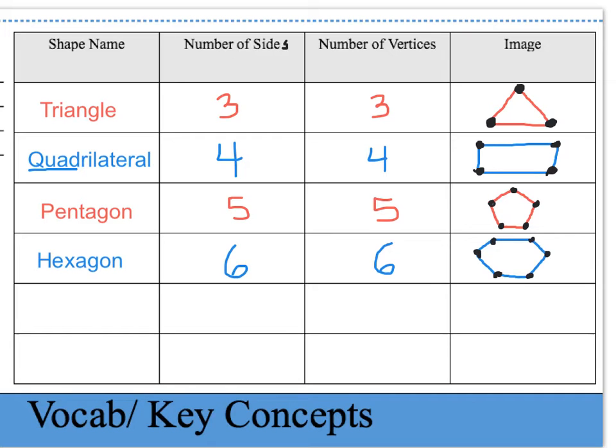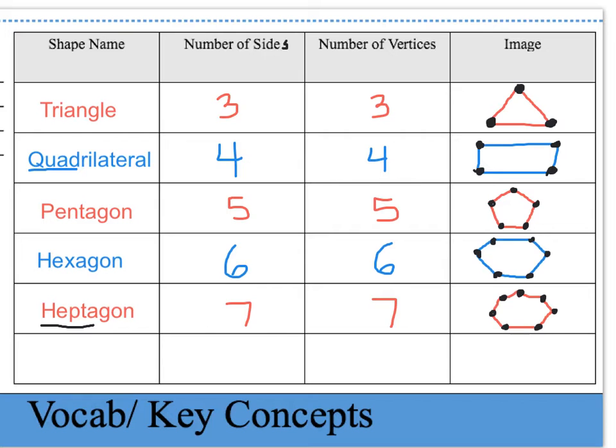The next shape is called a heptagon. Now the word hepta means 7, which means we have 7 sides and 7 vertices. And this is what a heptagon looks like. There's 1 side, 2 sides, 3 sides, 4 sides, 5 sides, 6, 7. And then I went ahead and labeled the vertices. Notice that there are 7 vertices on the heptagon.